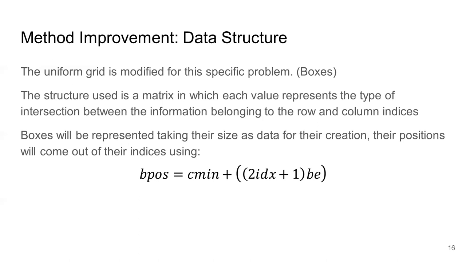The equation used is the box position equals cmin, where cmin is the minimum point of the enveloping rectangular container, plus 2 times the index plus 1, times b, where b is the box extent.